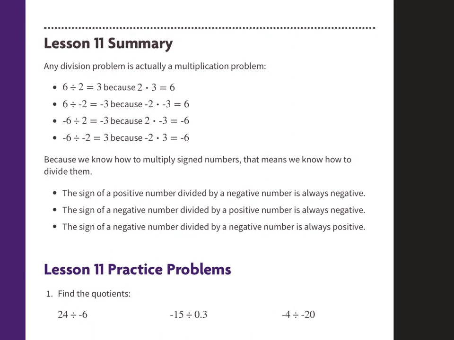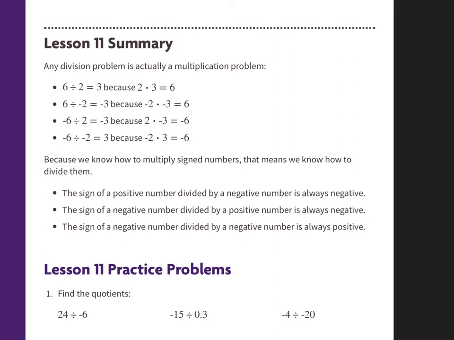Any division problem is actually a multiplication problem. 6 divided by 2 equals 3 because 2 times 3 is 6. 6 divided by negative 2 is negative 3 because negative 2 times negative 3 is positive 6. Negative 6 divided by 2 is negative 3 because 2 times negative 3 is negative 6. Negative 6 divided by negative 2 is 3 because negative 2 times 3 is negative 6. Because we know how to multiply signed numbers, that means we know how to divide them.